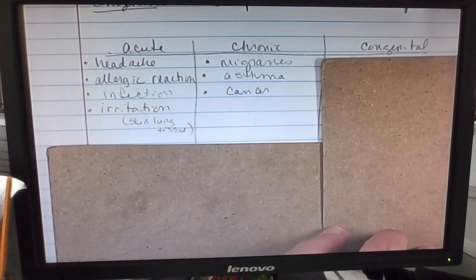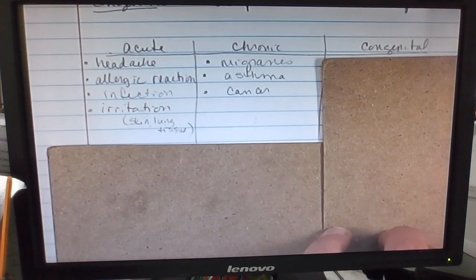Well, they're all pretty rough. If you've had migraines, then you know. If you had asthma, then breathing is kind of central to existence. And if you can't.